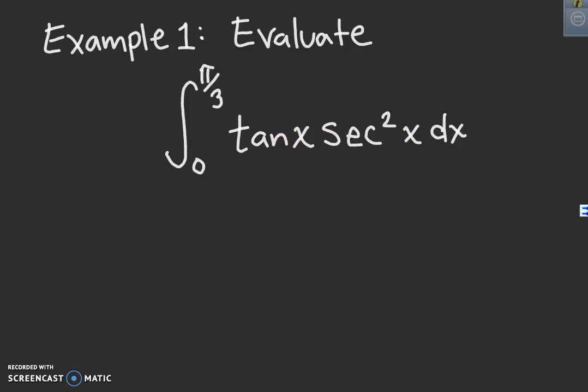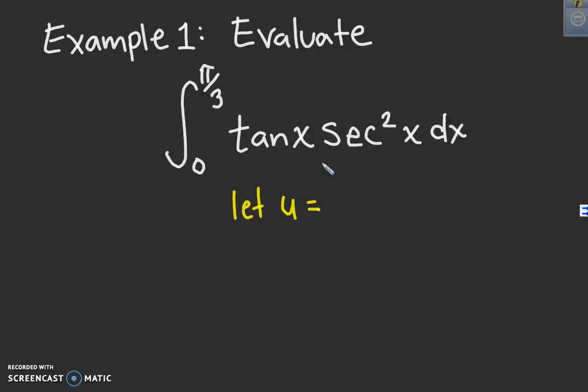Alright, so let's go ahead and try this example. Notice that we are integrating with limits now, so this is a definite integral. The integral from 0 to pi over 3 of tangent x secant squared x dx. So I'm going to have you pause the video and tell me what you would let u equal.